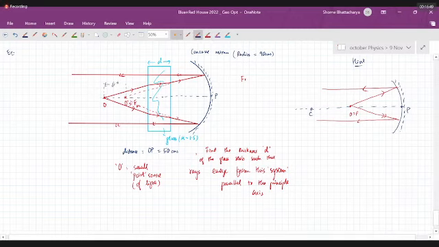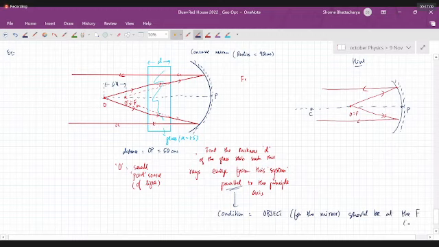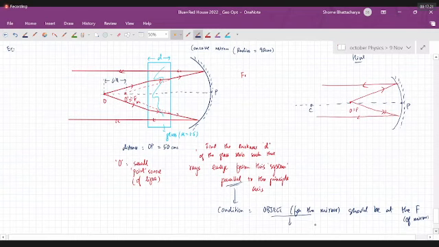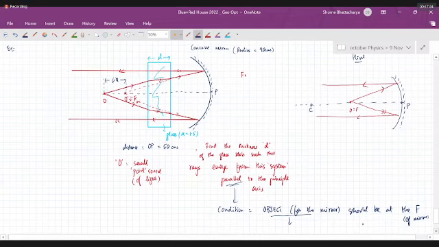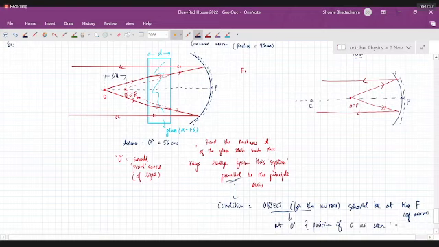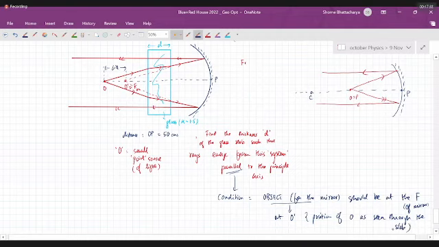Okay. So the condition for this is that the object for the mirror should be at the focal point of the mirror. Now the object for the mirror here, this is at O prime, that is the position of O as seen through the slab. Okay. So I hope my ray diagram is also making it clear why it is this way.